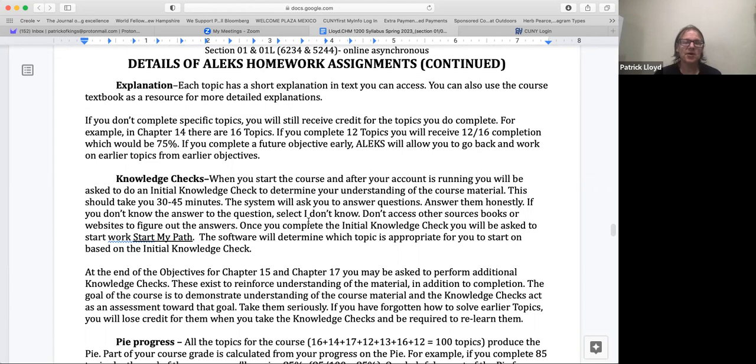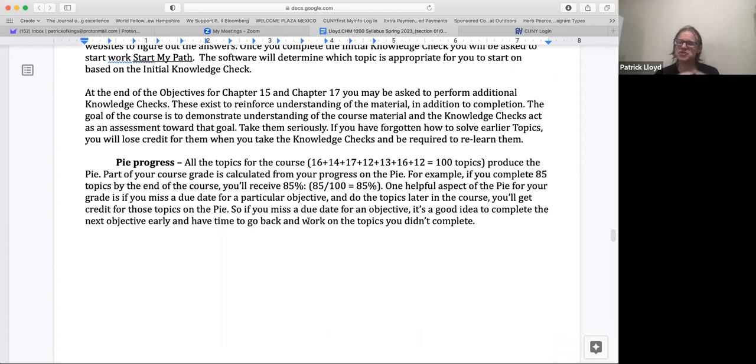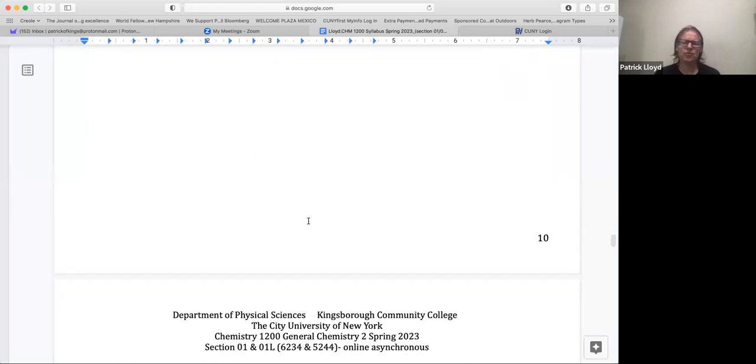Okay. There are often what are called knowledge checks. After you've done a couple chapters, they may run you through a knowledge check. Take these knowledge checks seriously, because if you don't do well on them, they will withdraw, not credit, but they'll withdraw from your overall performance, whether you've mastered that type of problem. So make sure you do the knowledge checks seriously. The pie progress is essentially all of the homework problems together. There's 100 of them if you count up all the chapters. The scoring on that is described in this paragraph. Your goal is to get through that whole pie, to finish the whole course.